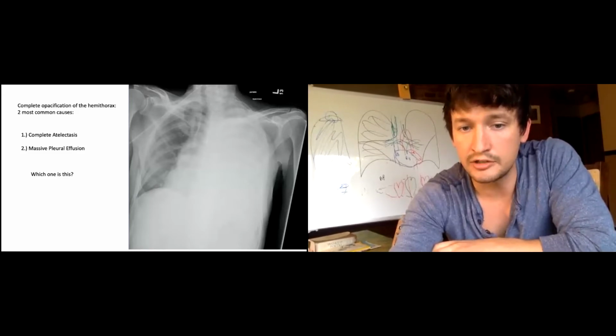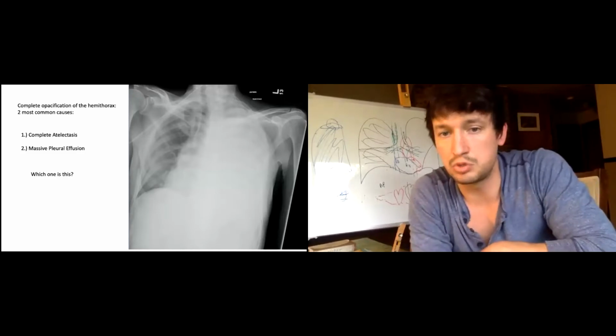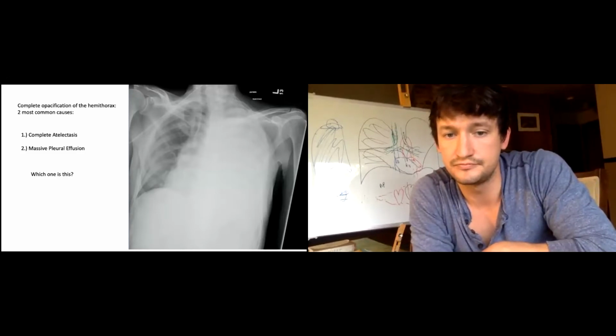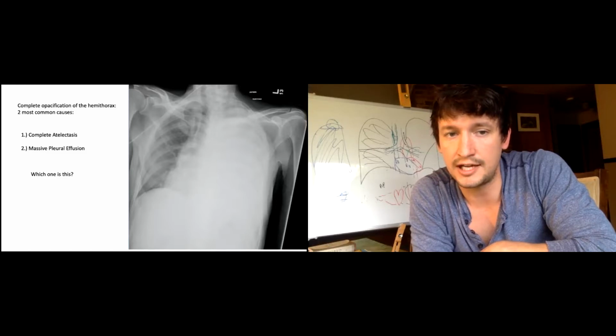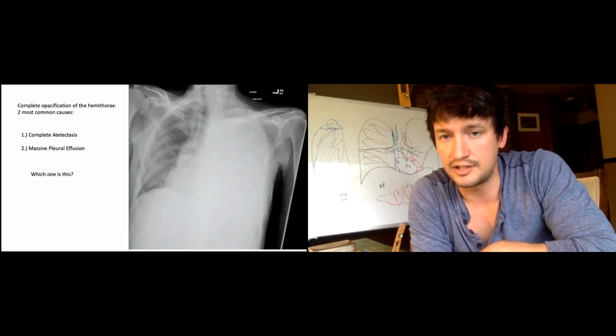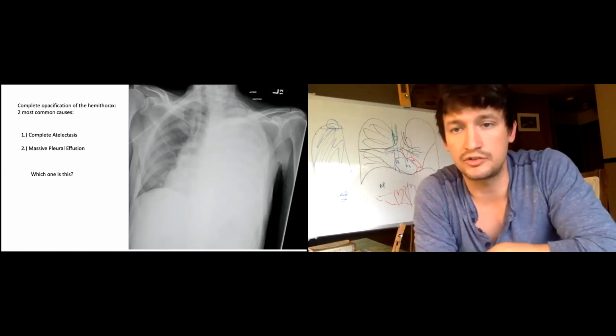Great, Jenna, why do you think it's a pleural effusion? Perfect. Right. You guys are totally smart, I don't need to teach you guys about radiographs. Definitely a pleural effusion. The trachea is shifted over to the other side. If this was atelectasis, the mediastinum would be shifted towards the opacification.